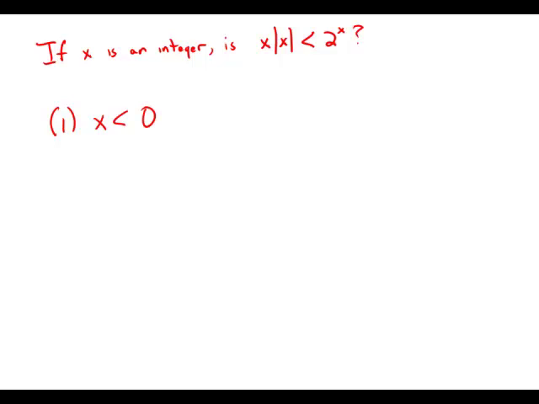Well, let's think about this. If x is negative, we know that the absolute value of x is still going to be positive. And so if we do x times the absolute value of x, well, that's a positive number times a negative number, which is negative. So that's definitely going to be less than 0.